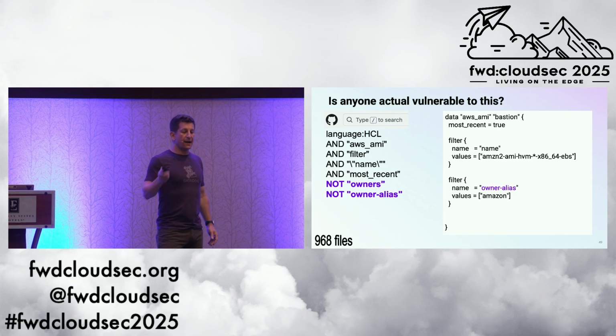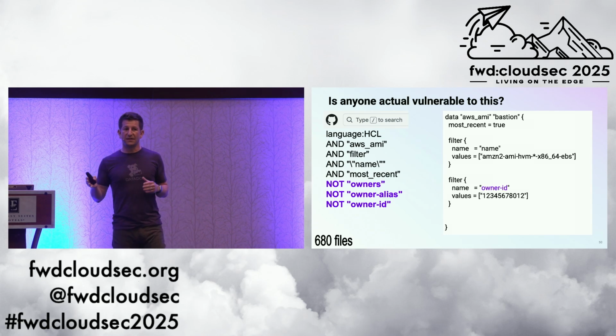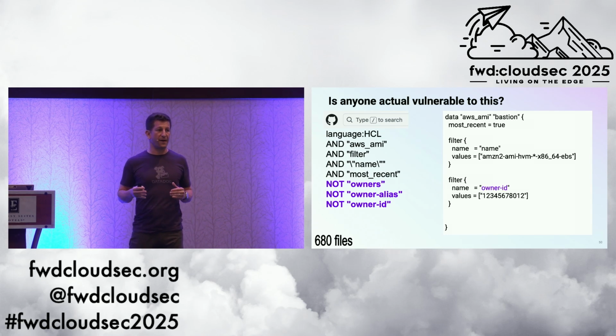So what I realized is that I found 1.5 thousand files before, but a lot of them were false positives, because if you use name owner alias, that's functionally equivalent to owner equals Amazon. So get rid of all of those. And of course, anybody who's hard coding an owner ID, they're not going to be vulnerable to this attack, so you got to remove those results. So I have 680 left. Remember that every file that I find in a public GitHub repository means that there's probably even more in private repositories all across the world, like in all of our organizations.